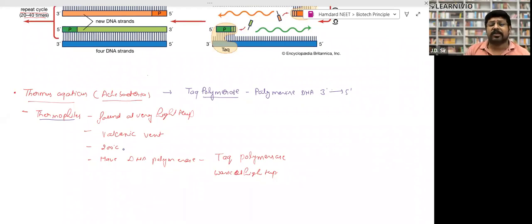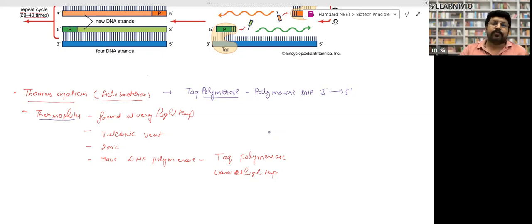At 60 degrees centigrade, that protein is not melting, right? So other DNA polymerases will melt at this temperature, but Taq polymerase, which is found in Thermus aquaticus, does not melt at this temperature. Is that clear? Taq polymerase can work at very high temperature, right? So please take this screenshot and note it down.